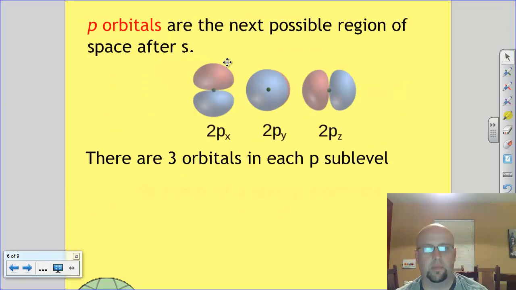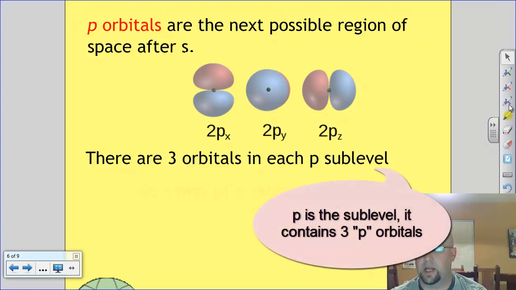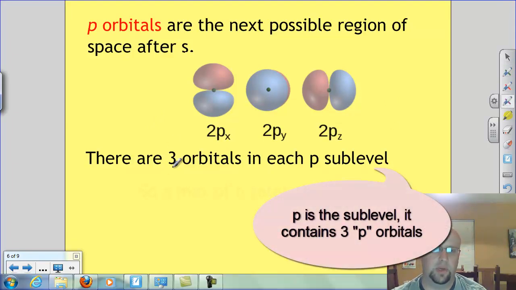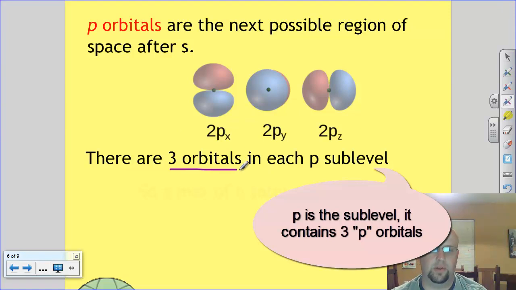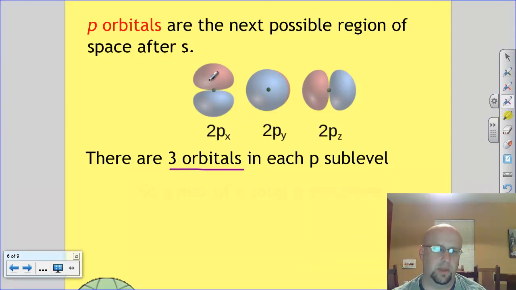The next region are p orbitals, or the p sublevel. In the case of p, there are 3 different orbitals here. This is what they really look like. Very often they're depicted as looking almost like infinity signs, or sometimes they're called dumbbells. And they're set up around the XYZ axes. Remember that everything here is 3-dimensional.